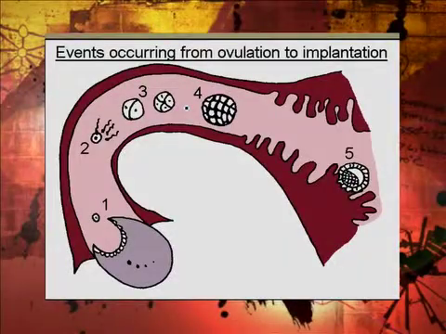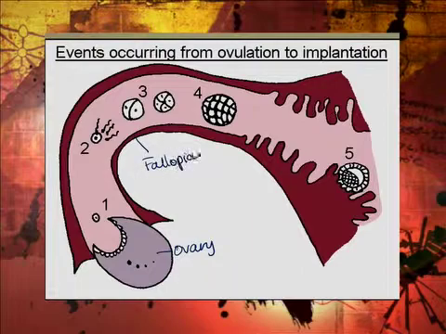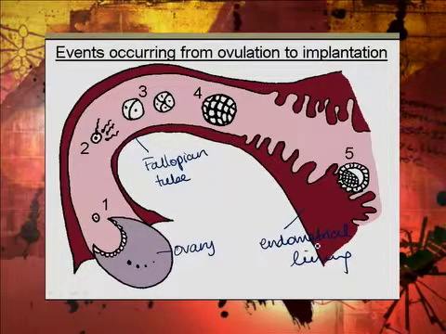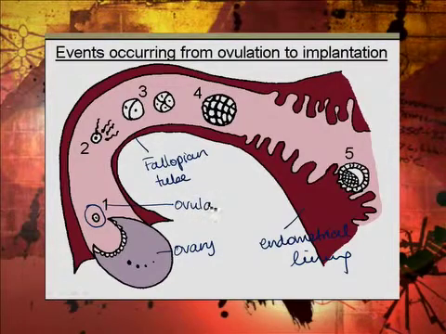So this diagram shows us an enlarged version just of the ovary, the fallopian tube or the oviduct, and part of the uterus. And of course we can see this very thick endometrial lining. All right, so what are the processes that take place and that we need to focus on? First of all, the ovary releases the egg, and that is the process at number 1 of ovulation.